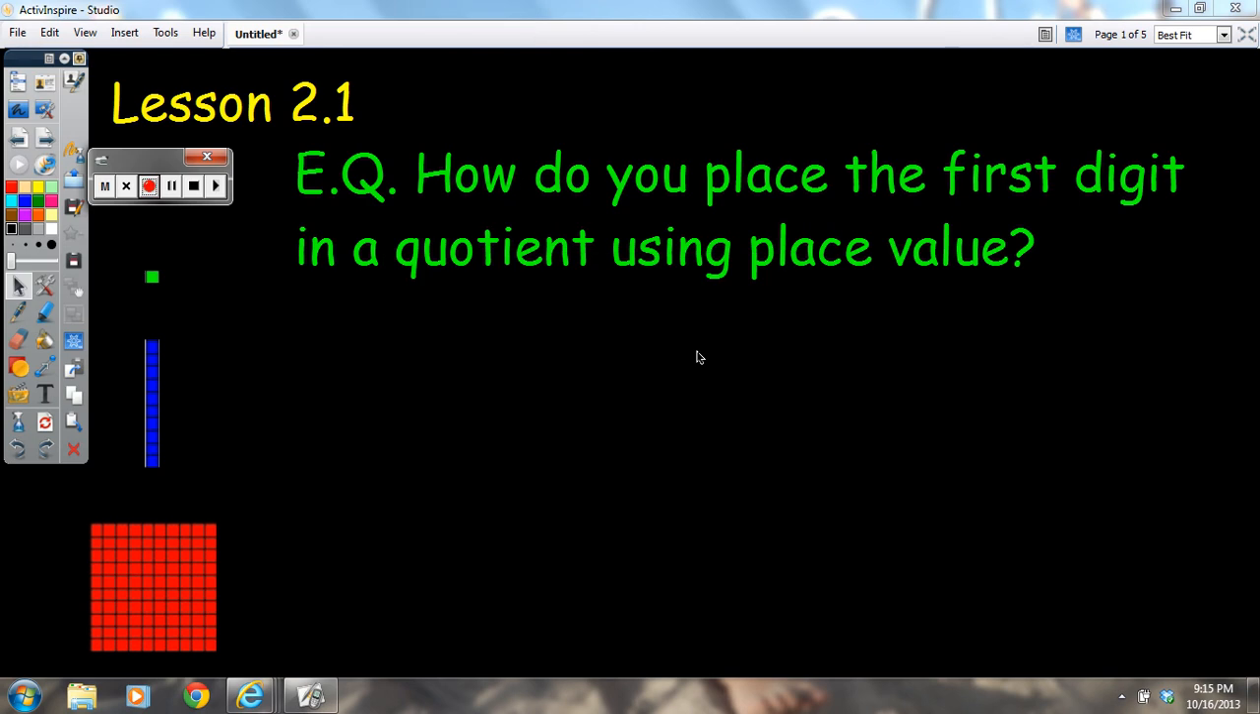Welcome, boys and girls. Here in lesson 2.1, the essential question is how can you place the first digit in a quotient using place value? Now, we're going to go through our steps in a long division problem, but before we go through that, we need to understand what it looks like using our base 10 blocks here. And we're going to take a look at a few examples using our base 10 blocks.